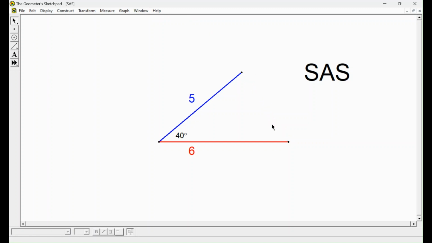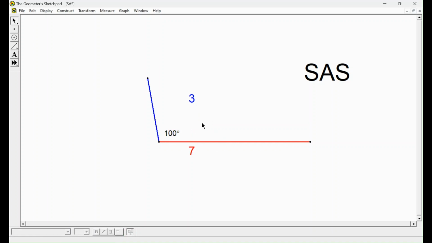Let me hide this thing here. Let's talk about physically why this leads to one unique, one and only one triangle. If you specify, oh, this side has to be 3, and this side has to be 7, and the angle between them has to be 100 degrees.